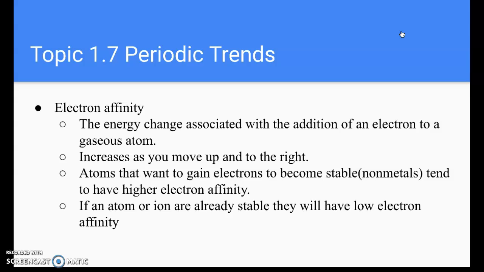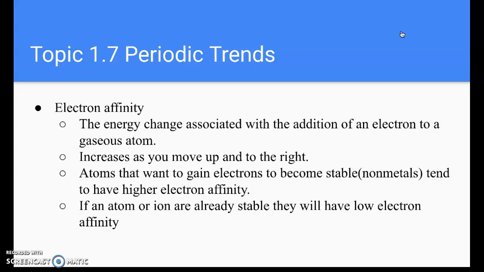So when they gain the electron to become like a noble gas and have the octet rule, they're going to give off some energy. The atoms that are closer to this, like fluorine and chlorine, really want to gain electrons to become more stable. So they're going to have high electron affinities. Electron affinity just means they want to gain electrons to become stable.